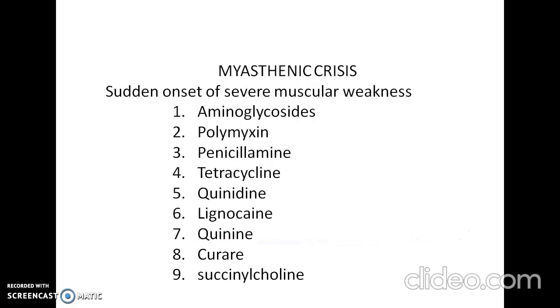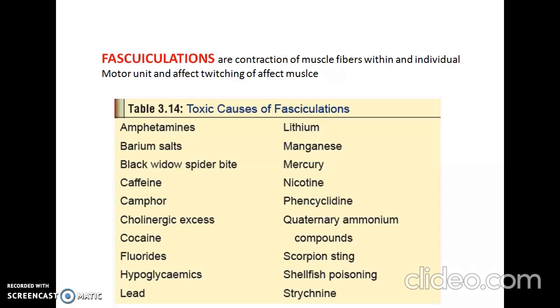Then coming with the other muscle complications, like myasthenic crisis can be seen. The sudden onset of severe muscle weakness can be observed because of aminoglycosides, polymyxin, penicillamine, tetracycline, quinidine, lignocaine, quinine, curare and succinylcholine can cause this myasthenic crisis. Then some agents cause fasciculations. These are nothing but contraction of muscle fibers within, and individual motor units will get affected, whereby twitching can be observed in the affected muscles.